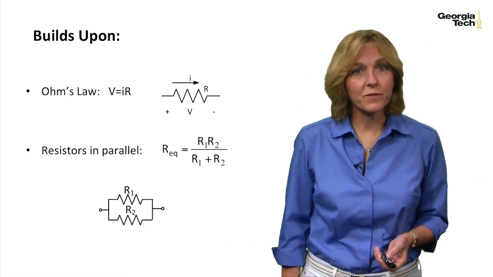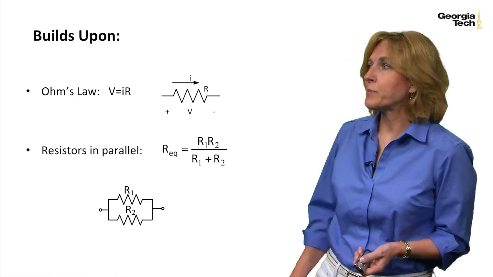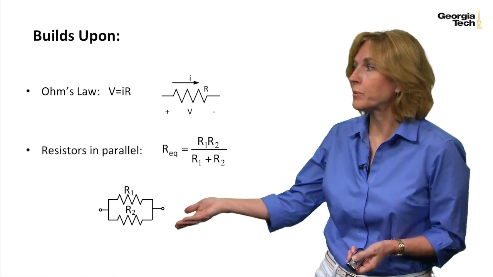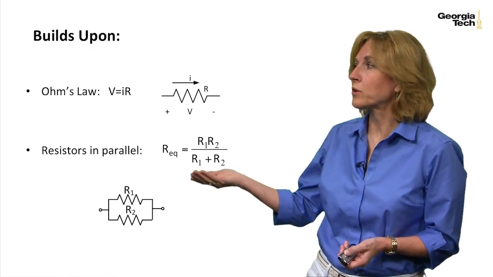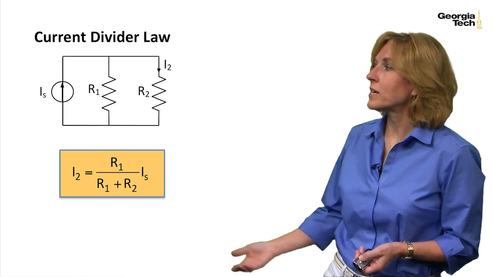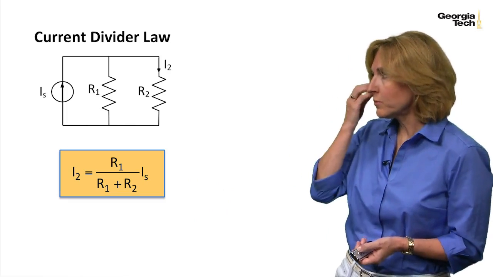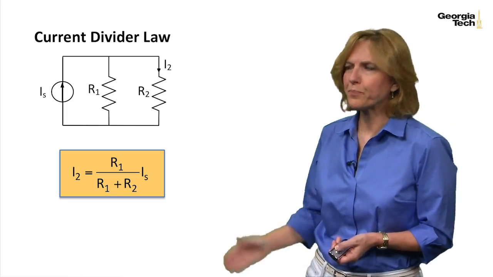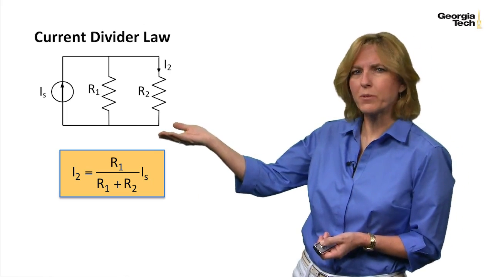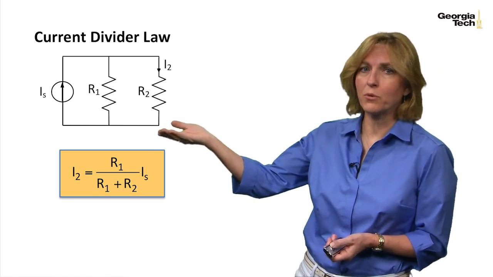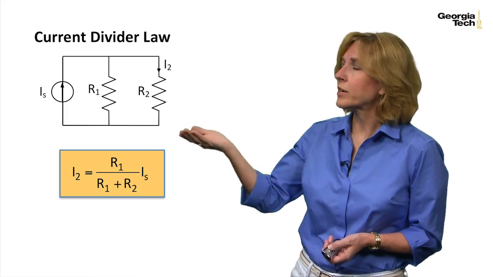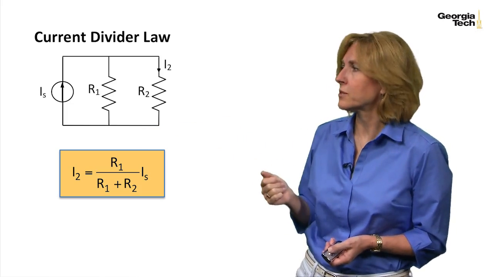The derivation of the current law is based on Ohm's law and the idea of resistors in parallel and replacing the resistors in parallel with their equivalents. The current divider law is given right here. Now it's very similar to the voltage divider law in terms of trying to find a current through one of our branches. Before, when we've done the voltage divider law, we had to find a voltage drop across a particular resistor. Here we're trying to find the current through a particular resistor.